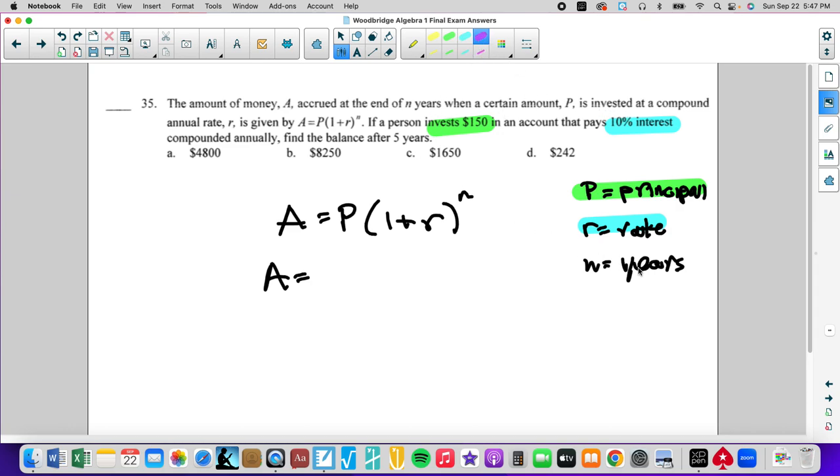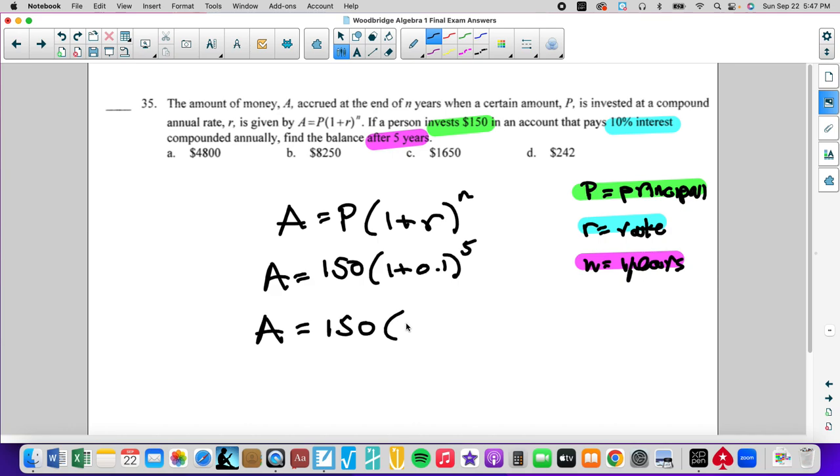And then what is my N? What is the number of years? 5. So I just plug in those values. P is 150, 1 plus the rate. So 10% as a decimal is 0.1, and N is going to be 5. So A equals 150 times 1.1 to the 5th. Now I need to recognize I can't multiply before I do my exponent, so I have to do 1.1 to the 5th power first.